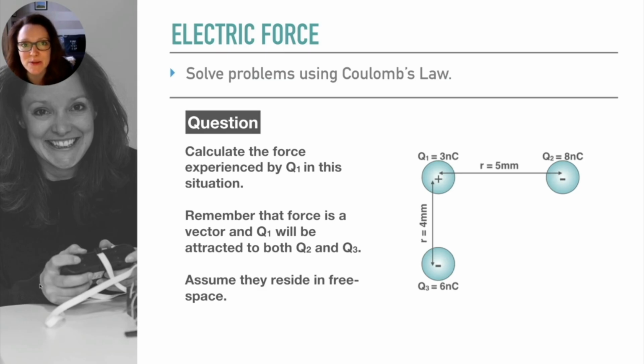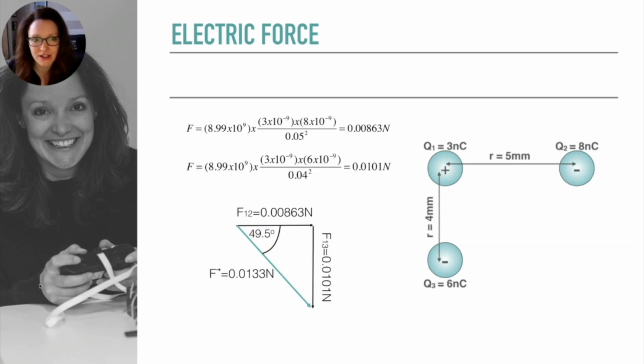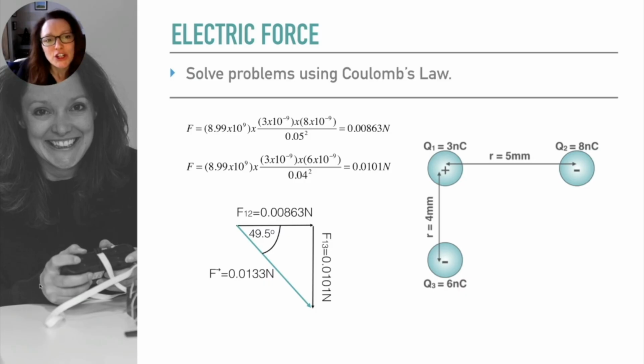Assume they reside in free space. What does that mean? It means we can use the permittivity of free space. It makes things a bit simpler. So let's look at the answer for that then. How would we do that? Well, you'd have to find the force on Q1 by Q2 first. And you can see the top sum here does that.